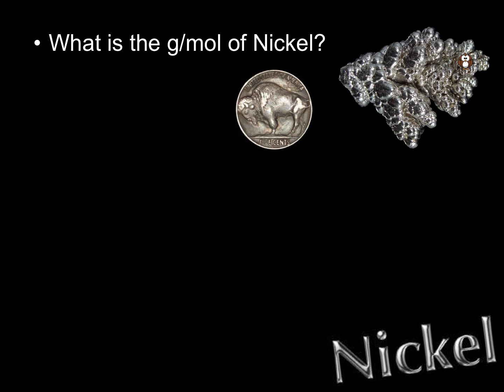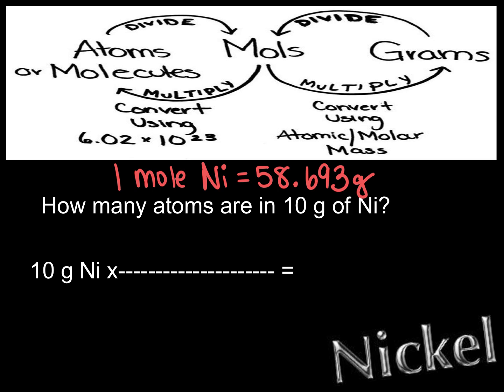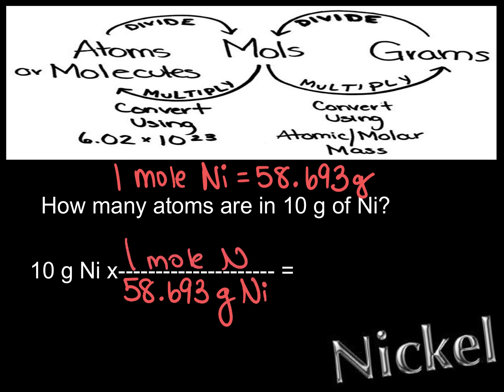Let's do another one together. So first thing we need to know is how many grams per mole is nickel. So 1 mole of nickel, according to the periodic table, has a mass of 58.693 grams. So we're going to use that. So this time we are given 10 grams of nickel, but we want to know how many atoms are there. So we know the relationship that 58.693 grams of nickel are equal to 1 mole of nickel.